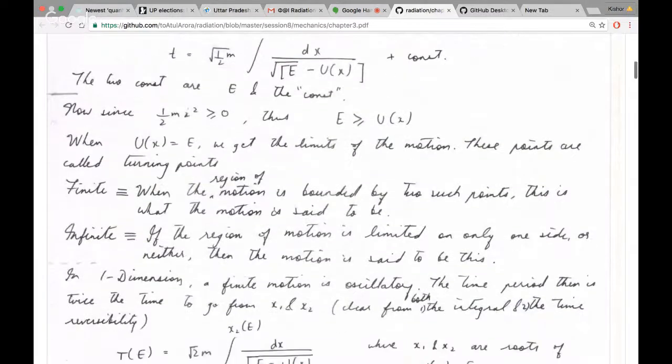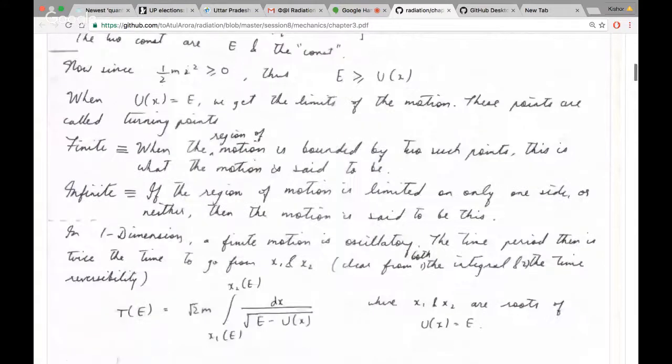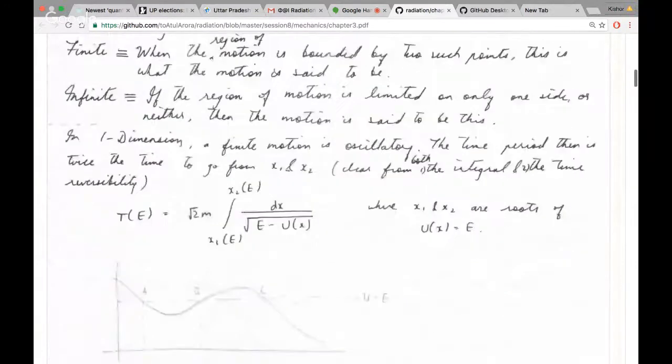Infinite, if the region of motion is limited on only one side or neither, then the motion is said to be infinite. So in one dimension, a finite motion is oscillatory.